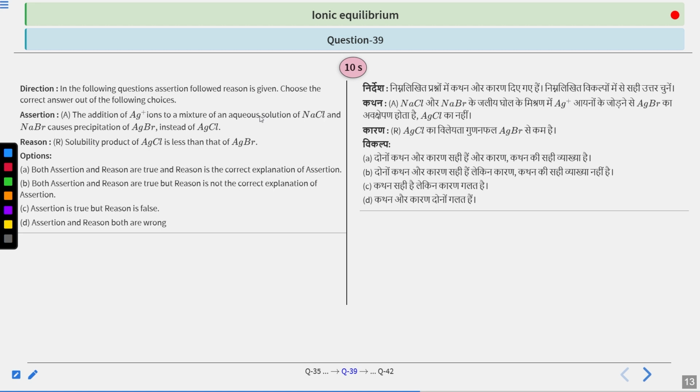Options are: A, both assertion and reason are true, and reason is the correct explanation of the assertion. Option B, both reason and assertion are true, but reason is not the correct explanation of assertion. Option C, assertion is true but reason is false. Option D, assertion and reason both are wrong. Your time to solve this question starts now.